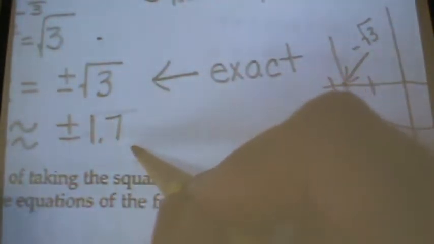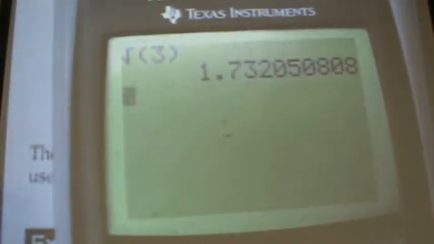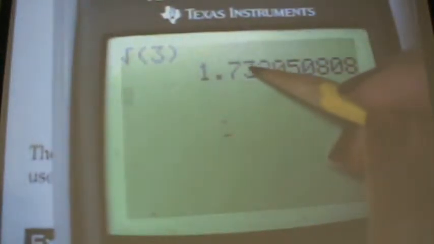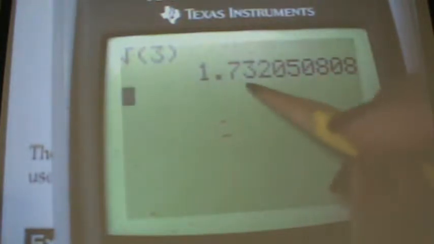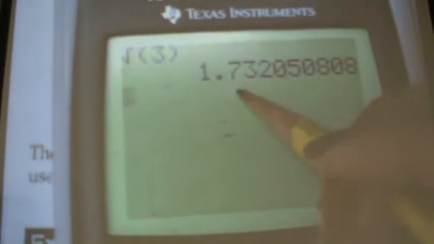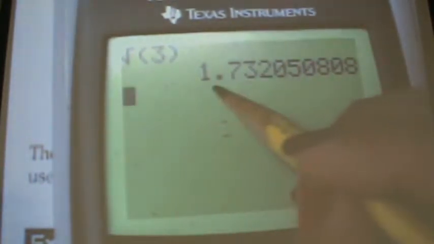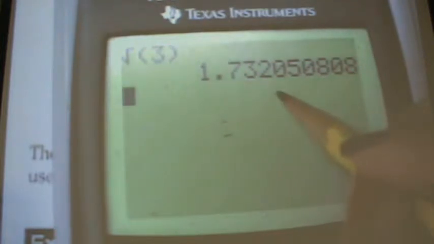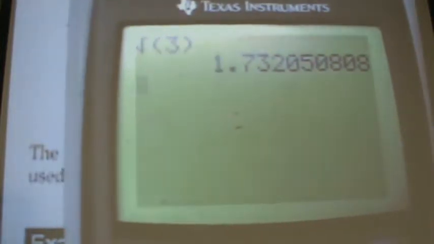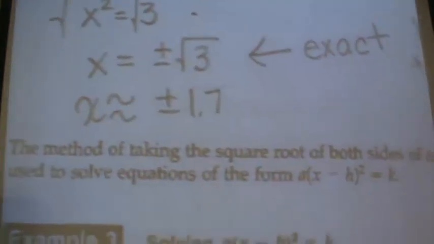Why is this estimated? Because I'm dropping all of this. This is an irrational number. It goes on and on and on. So by saying 1.7, it's really not 1.7. It's 1.732050808, blah, blah, blah. There's even more. Even that's estimated. Okay, just want to get that point across to you.